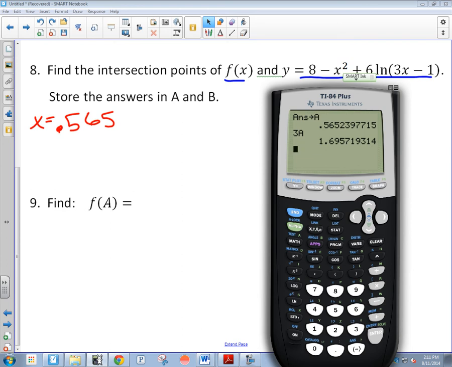Okay, you probably did something in between there. We'll check it out here in a second. Questions? Try and find B now on your own.